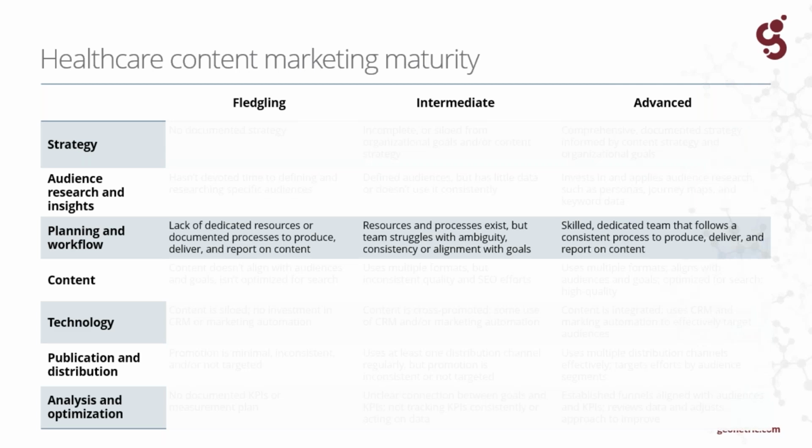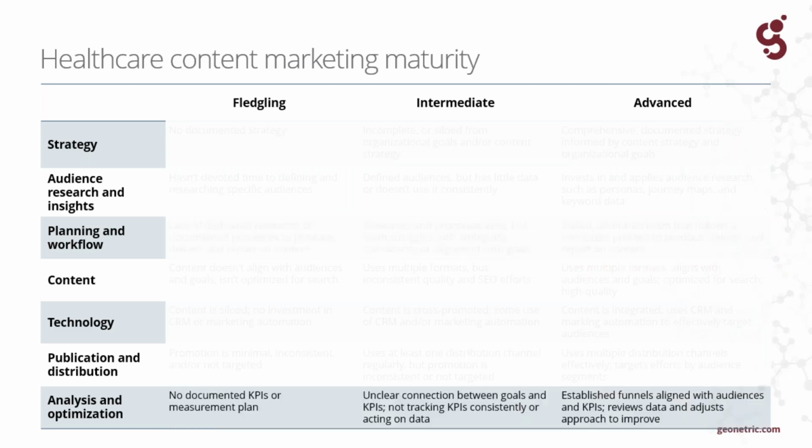So for example, your team's planning and workflow. You may have a team that's already dedicated to content marketing. You've got a consistent process. People are churning out the content, producing and delivering it on a regular schedule. That would put your team in the advanced category of that planning and workflow area of content marketing.